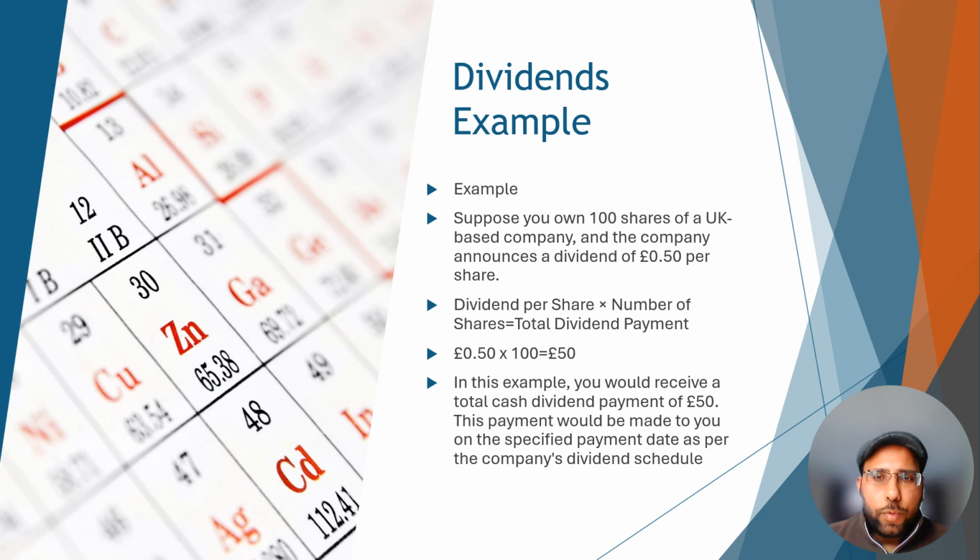Okay, now I've got a very quick example of how dividends look and how they are distributed to investors. Suppose you own 100 shares of a company, that could be Barclays, for example, and the company announces a dividend of 50p per share. What you would then do is multiply the dividend per share by the number of shares that you currently own, and in turn you will get a figure of £50. That means, whether it's annual or semi-annual, you will receive a dividend from Barclays of £50. Okay, so this is just a very quick example of dividends.